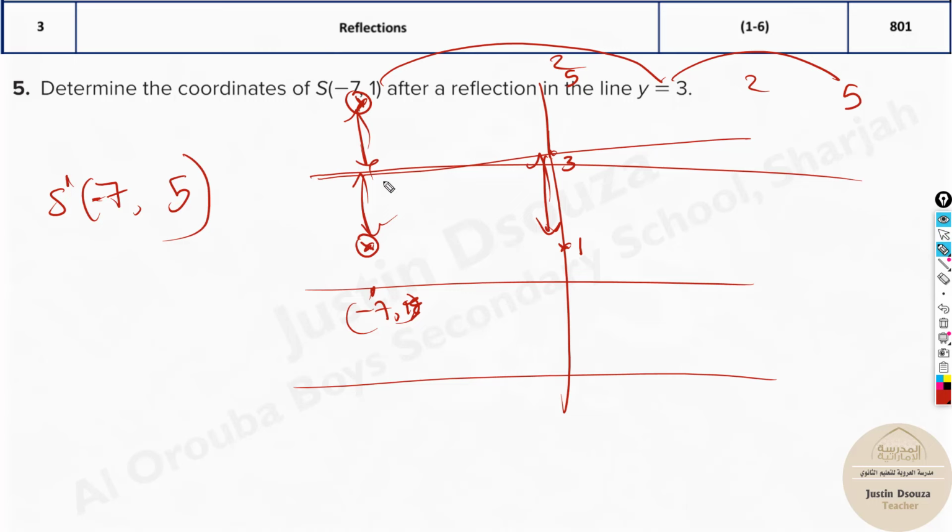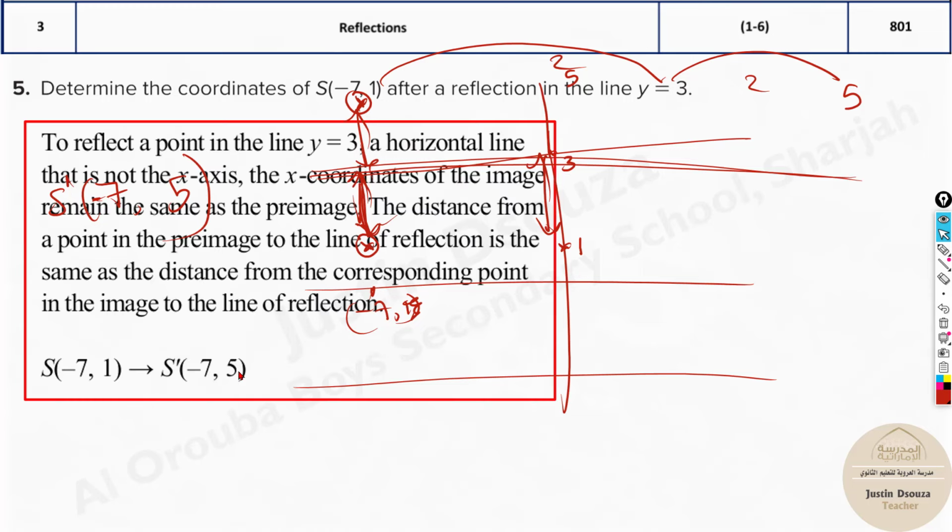Why? Just plot the given point. It's -7, 1. The reflection line is y is equal to 3. This is the horizontal line. See the distance to the reflection line. It's 2 units. So it'll go 2 units to the other side. That will be -7 and 5. Over here, the answer is there.